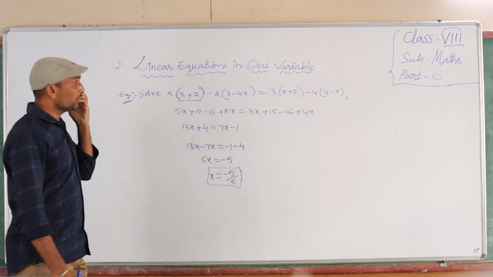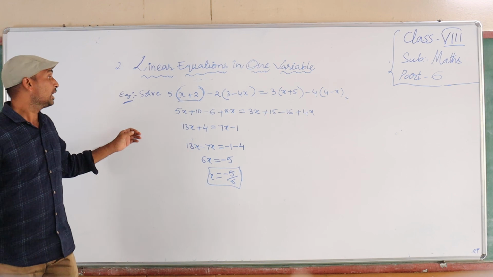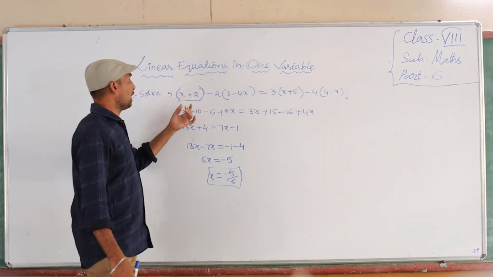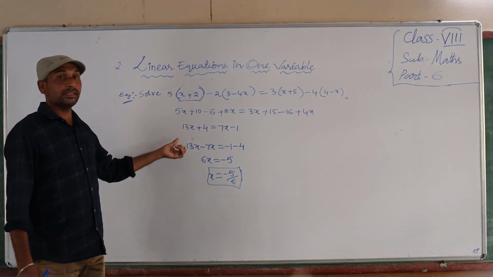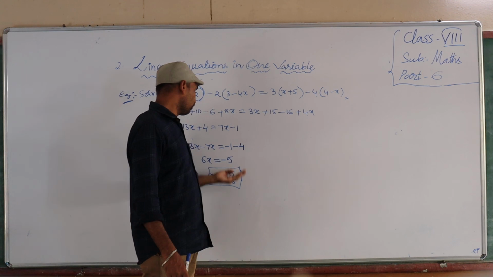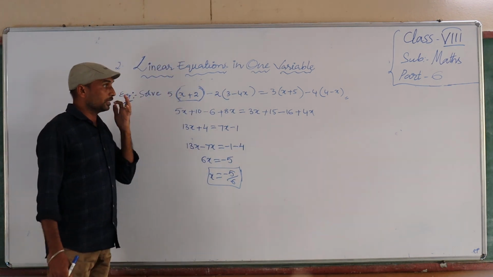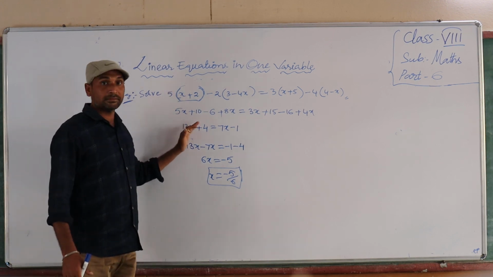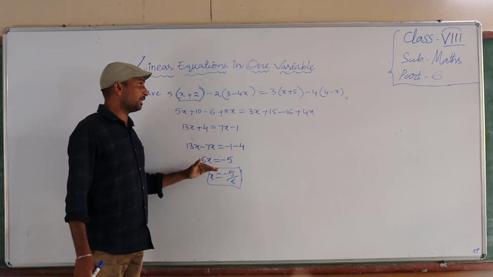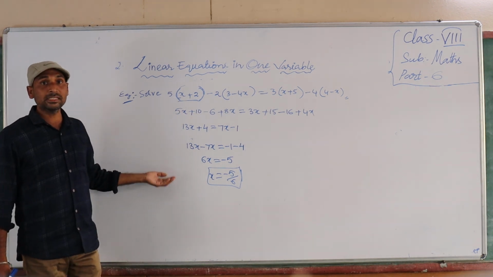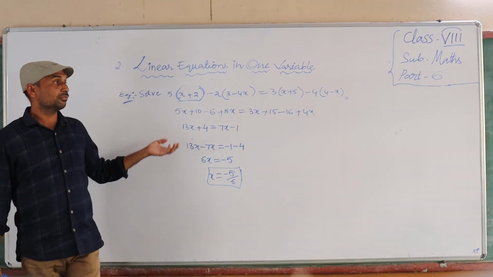So when the given problem is like this, means a big problem, first we have to simplify what is there in the bracket. Then after we have to follow the given steps. Sometimes they will give problems based on word problems also. In the next class we will discuss the word problems, how we solve them.